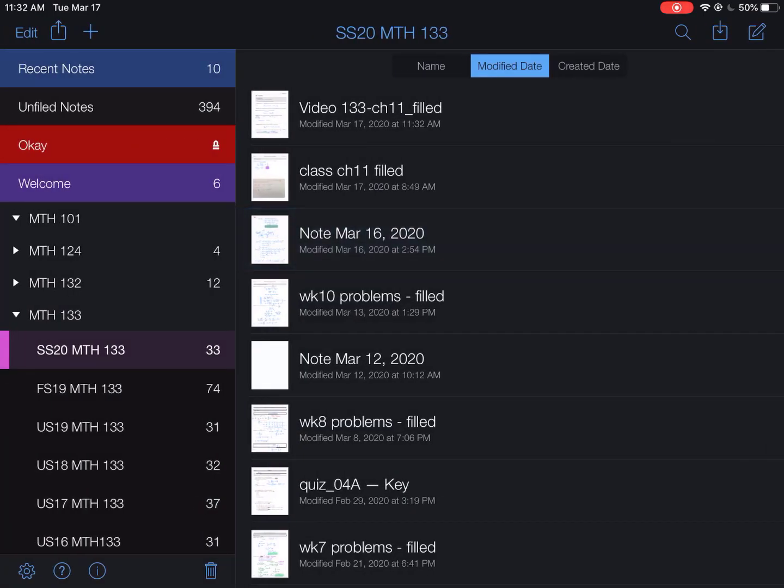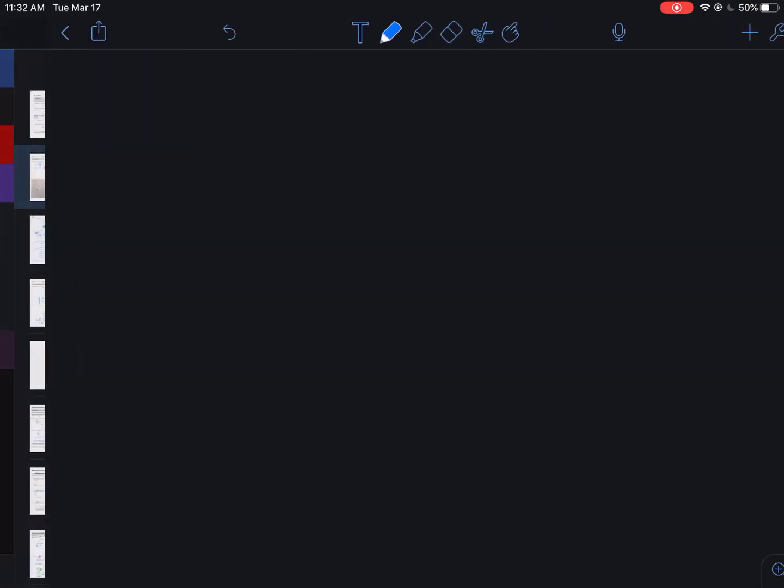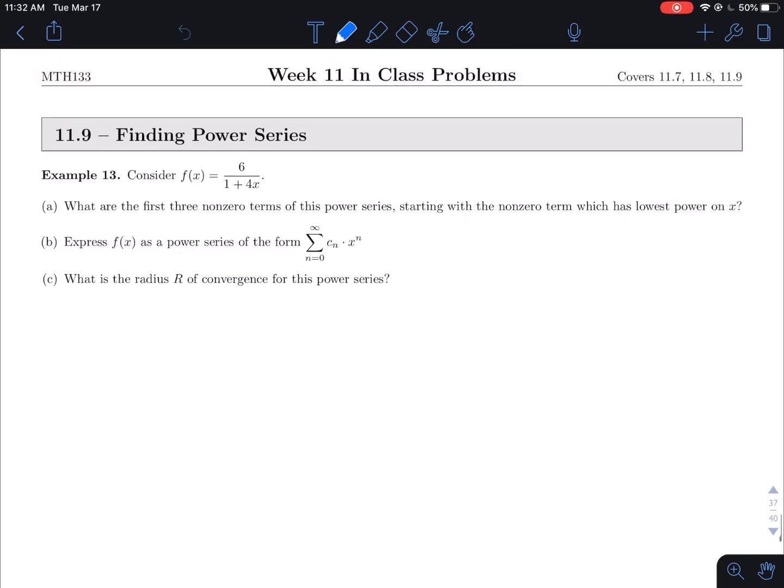Okay, so that is our 11.9 intro, a little bit longer just because I wanted to show you the pictures and everything. But let's go ahead and move on. I would like to get into our new problems for today. I've nicknamed this just finding power series.